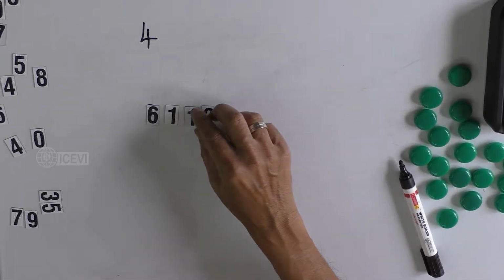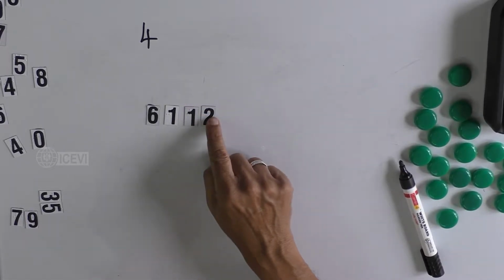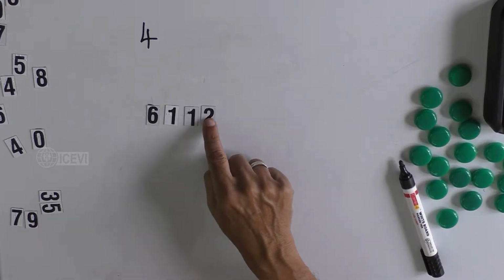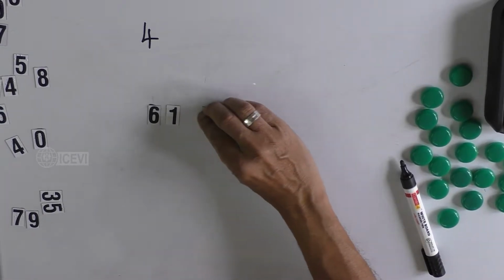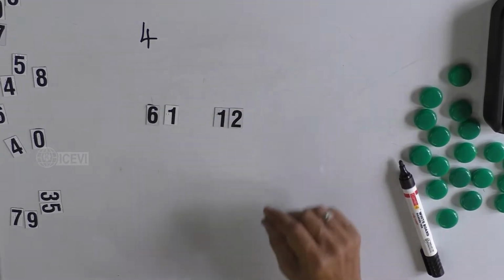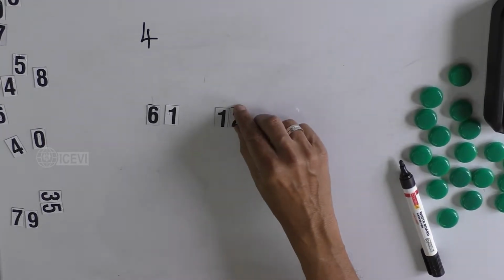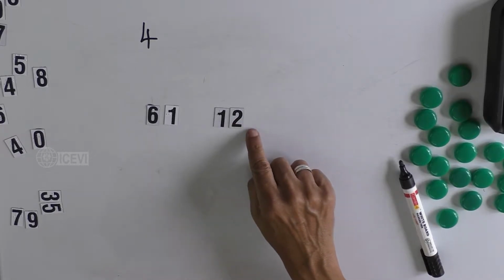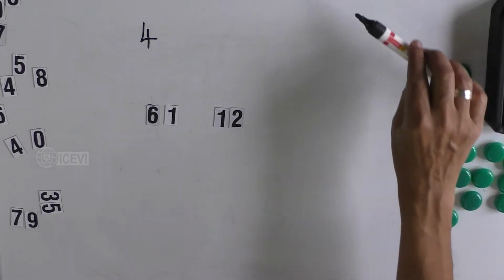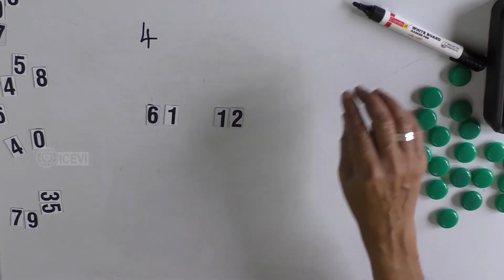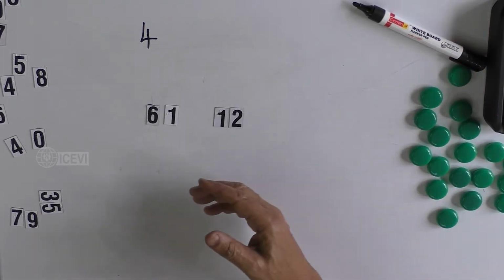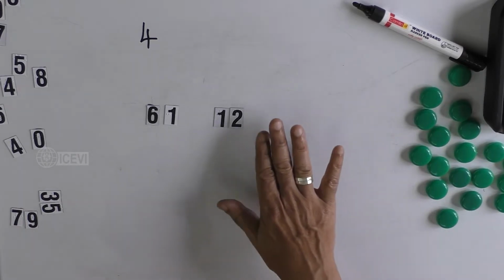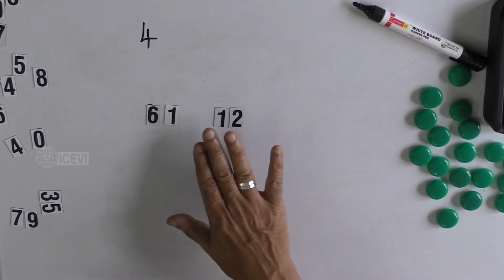Now, what are the last 2 digits? In the case of the number 6112, we take the last 2 numbers, that is 12. Now we have to ask whether 12 is divisible by 4. If the child is familiar with the multiplication tables, then he or she will be able to say that there are 3 4s in 12.